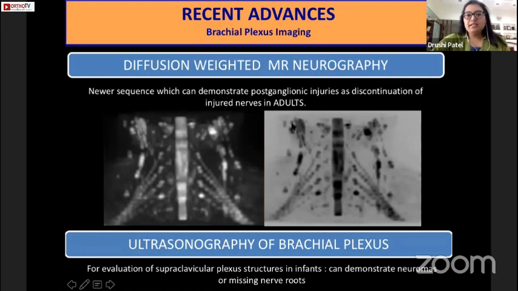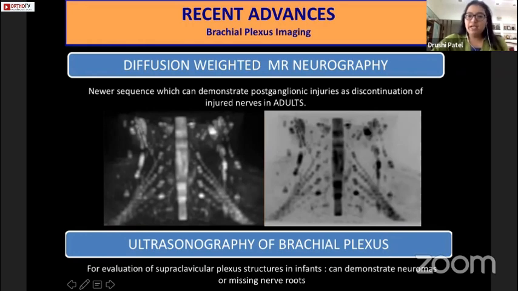The recent advances that have occurred in brachial plexus imaging are diffusion weighted MR neurography, which we now routinely use for all adult brachial plexus evaluation, but further developments are required for it to be applied to the pediatric population, because it's a small area, small nerves, and we don't get that kind of good resolution even on a 3 Tesla for pediatric patients. Otherwise, it's a great way to identify the postganglionic nerves.